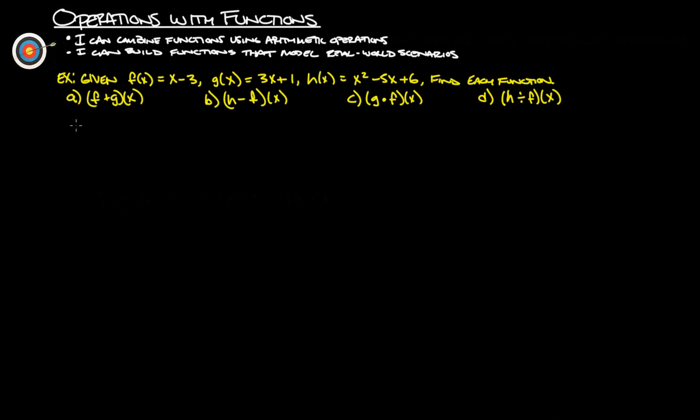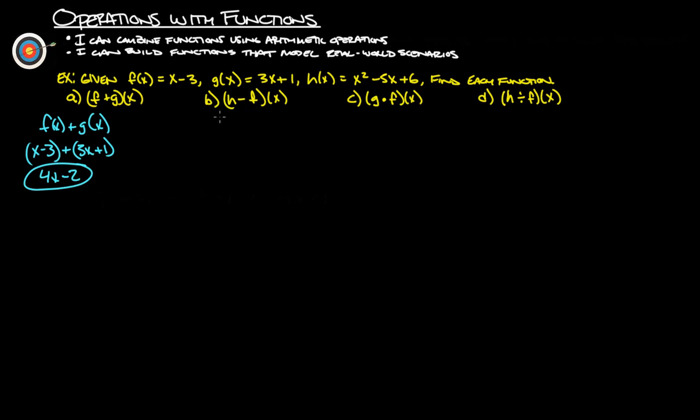So what the notes said on the previous page is that's going to be f of x plus g of x. Okay, f of x we know is x minus 3, and then g of x is 3x plus 1. So officially it looks like that. We're just adding them together, so we'll take the x plus the 3x is 4x, negative 3 and positive 1 is negative 2, and that's what f plus g of x looks like. So you're just adding the two functions together.